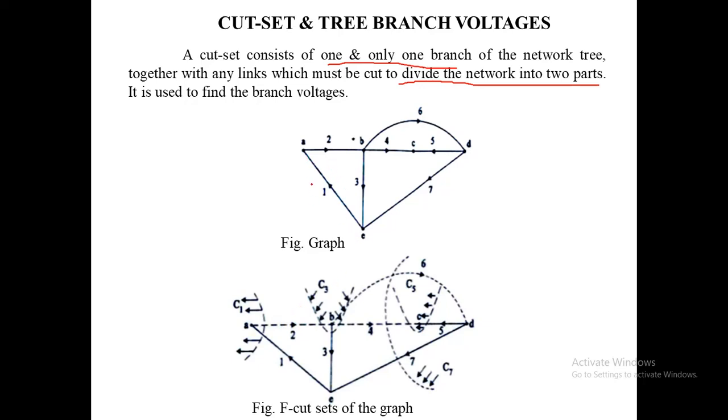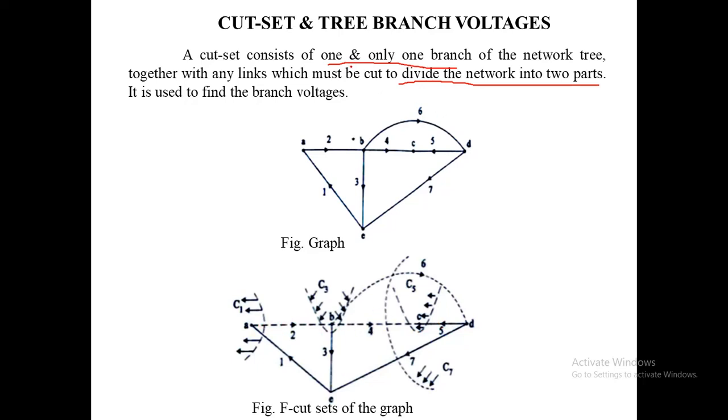Here we know that tree means all the nodes are present but there is no closed path. Here in this graph it has nodes 1, 2, this C, 3, D, 4, this E, 5. It has 5 nodes. First we have to mark the 5 nodes. Next we have to create the tree. I have selected this 1, 3, this 7, this 5 as the tree. Next the links we have to draw as dotted lines.